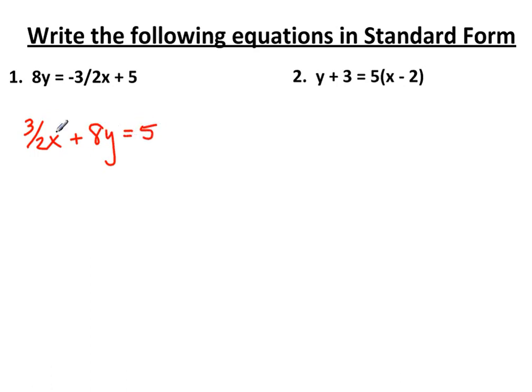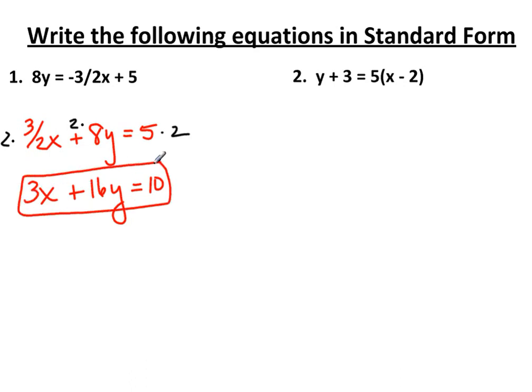Now 8 is an integer value, but 3/2 is a rational value, or a fraction. So since most standard forms want these to be both integer values, which we talked about in the first lesson, what I'm going to do is multiply each term by a 2. And in doing that, I'm going to get 2 times 3/2, which is 3x, plus 2 times 8y is 16y, equals 10. And now both a and b are integer values.